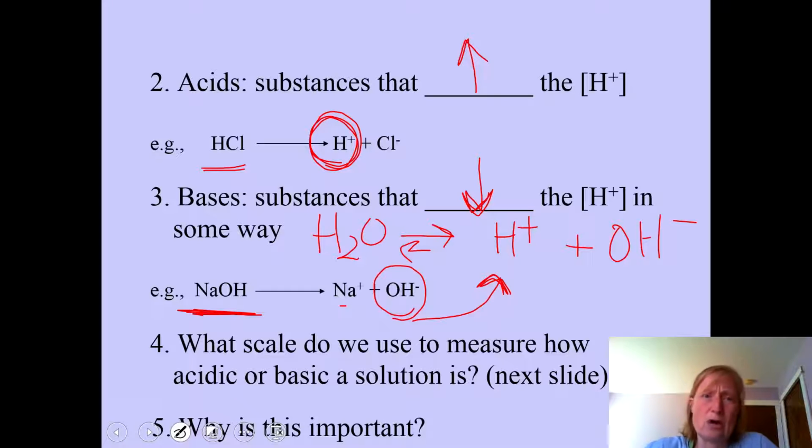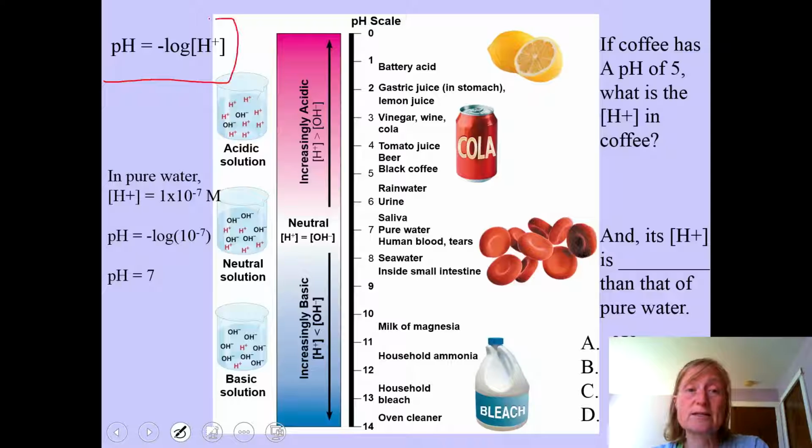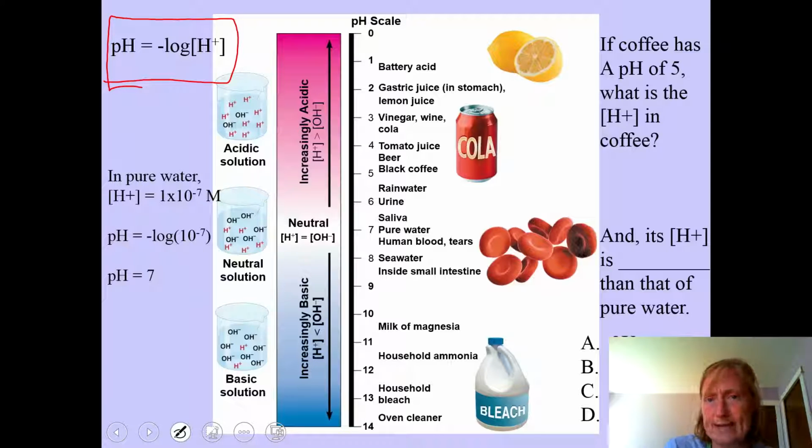So how do we measure how acidic or basic a solution is? We use the pH scale. You're probably familiar with that. And then our next question here is, why is that important? Okay, here's a pH scale. You have to look at it for a minute. The pH scale ranges from 0 to 14. It's a logarithmic scale. And we can calculate for any substance the pH of a substance as equal to negative log of the concentration of protons in that substance.